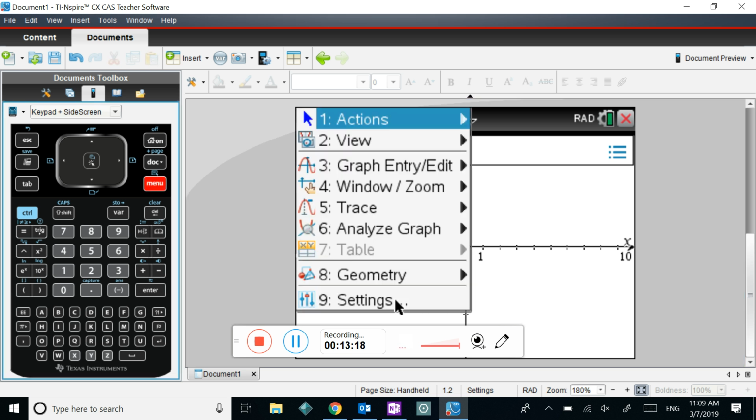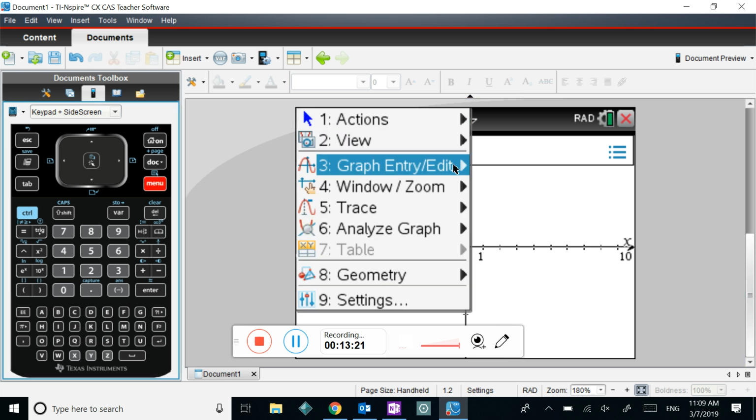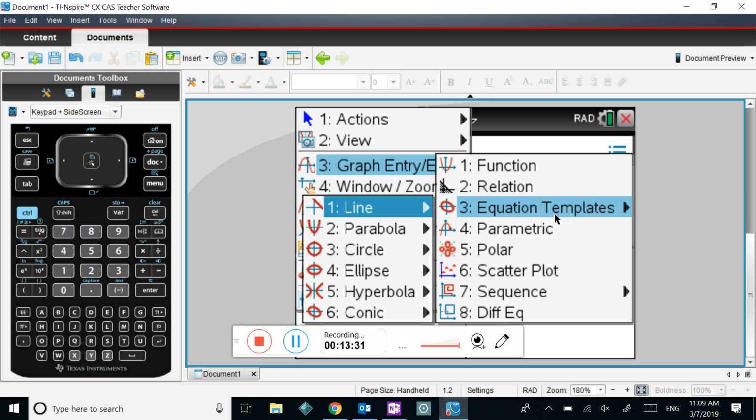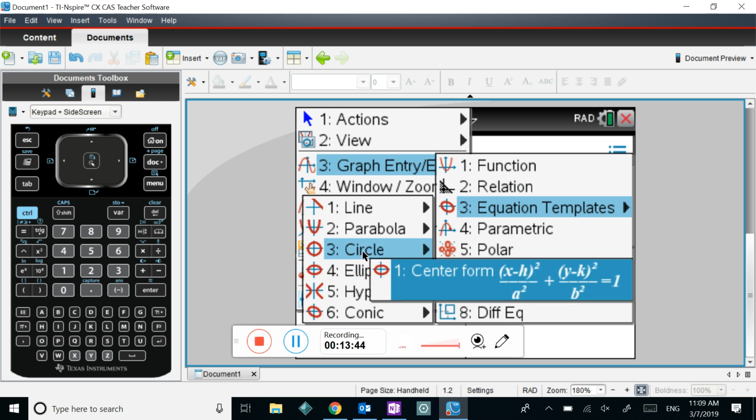So we can go for menu, graph entry and edit, like if you go number 3, and there's equation template. So menu 3 and 3, equation templates. Okay, menu 3 and 3. And then we have, wait, where's my circle? See number 3, menu 3, 3, 3. So circle here.